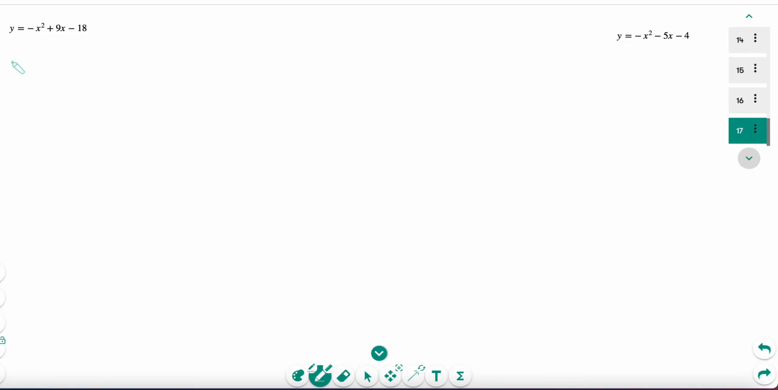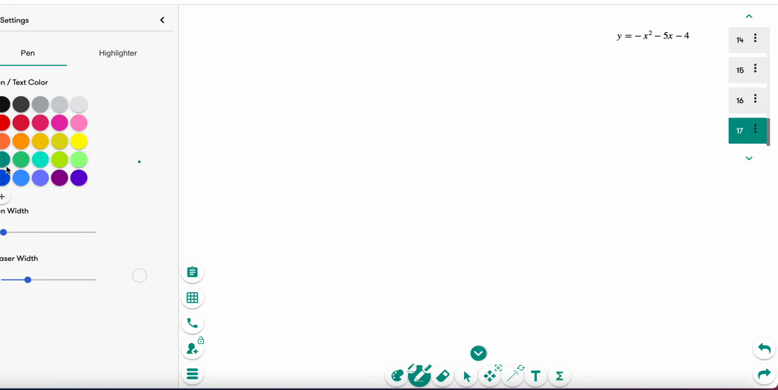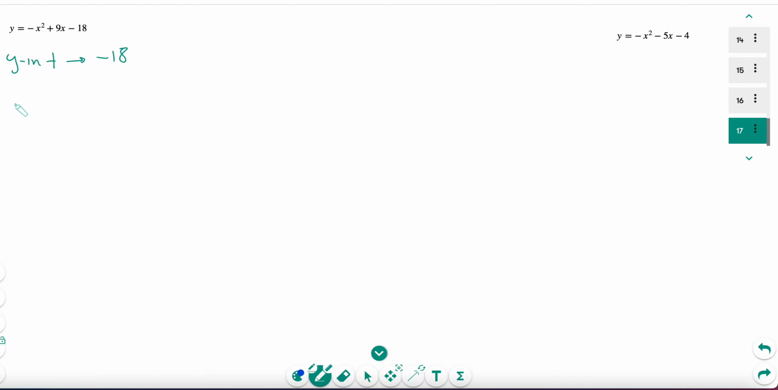So same as before, to find the y-intercept, it's just that constant, the final term, so negative 18, easy peasy. X-intercept, also very easy. You set your equation equal to 0, and you solve it. All right, so it's a quadratic. So in order to solve a quadratic, you must factorize it using the column method. Think of two numbers that make negative x squared. Well, x times negative x makes negative x squared. I think of two numbers that make negative 18. I don't know, negative 3 and 6.